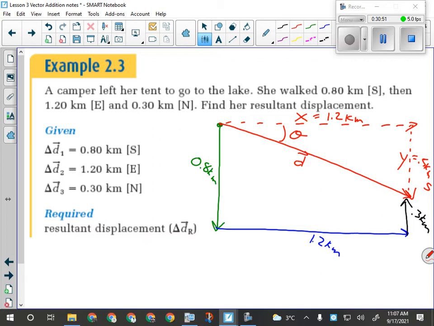All right, so I'm going to let you guys go from there and see how you do with the rest of this. We want to calculate d and theta. All right?